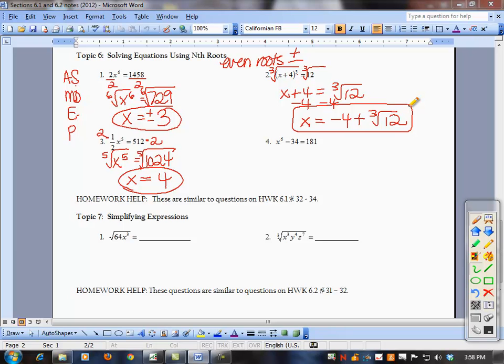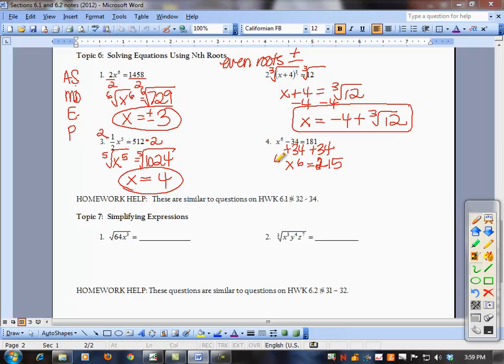Okay, last one for solving. I have addition and subtraction, so I'm going to get rid of the 34 first. X to the 6th equals 215. Make sure I have the right number.